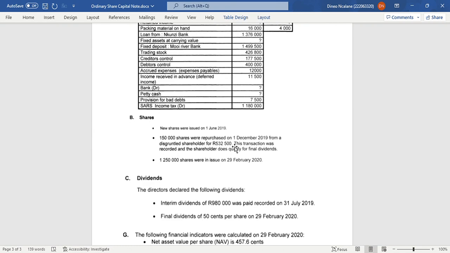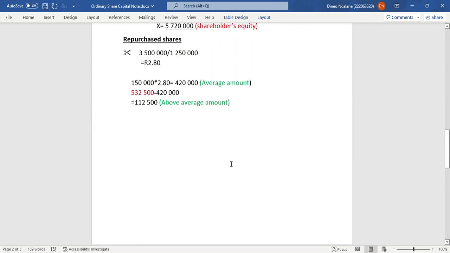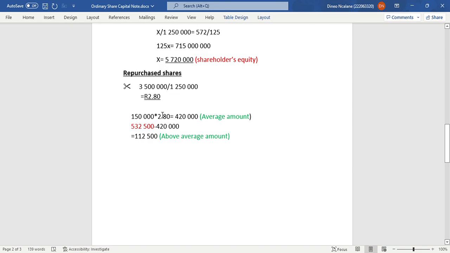So right now we have to calculate the average price. How are we going to get our average price? Here we have the ordinary share capital. Okay, we are not going to need that yet. So here are the calculations for our average price.